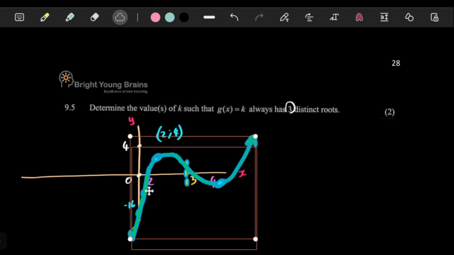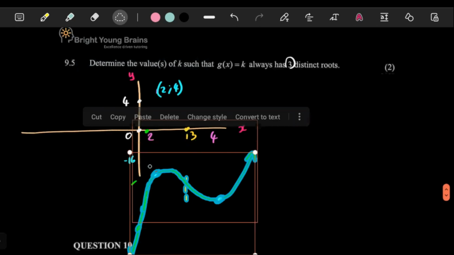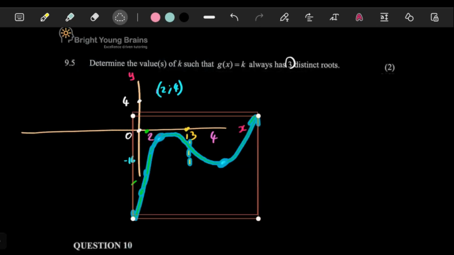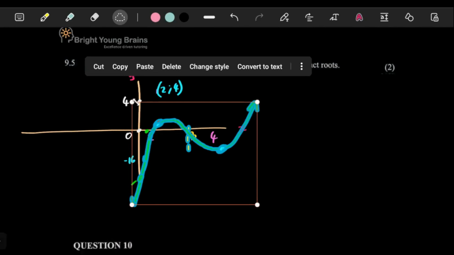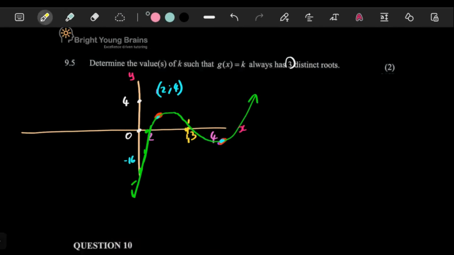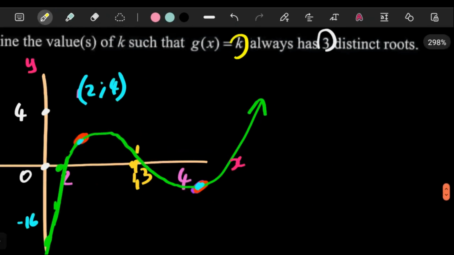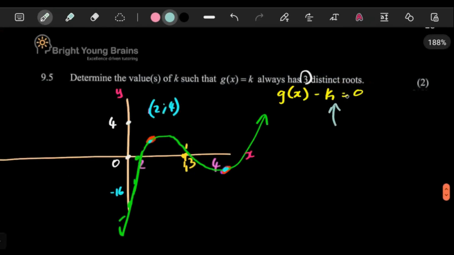If you keep moving it downwards, eventually you see it's still having 3 x-intercepts until you've moved it a maximum of 4 units. Then it will only have 2 x-intercepts. So for it to still always be having 3 x-intercepts, you can see you can only move it between 0 and 4. So the idea, what you're going to now do is, you see k here. If you move k to the left, you're going to have g(x) minus k equal to 0. So k here moves the graph up or down. This is a vertical shift.